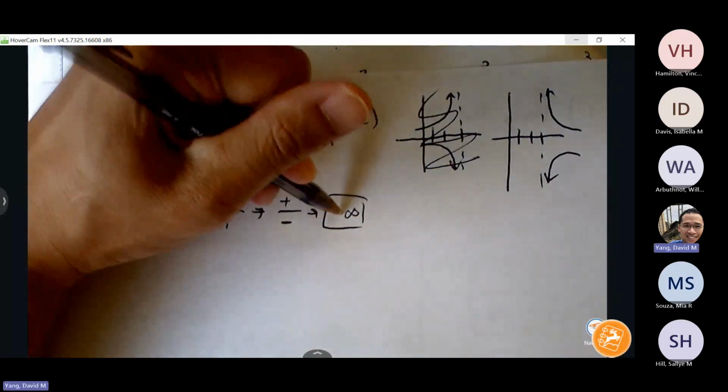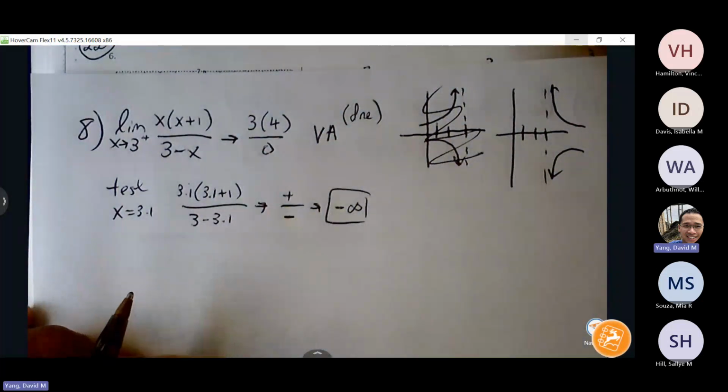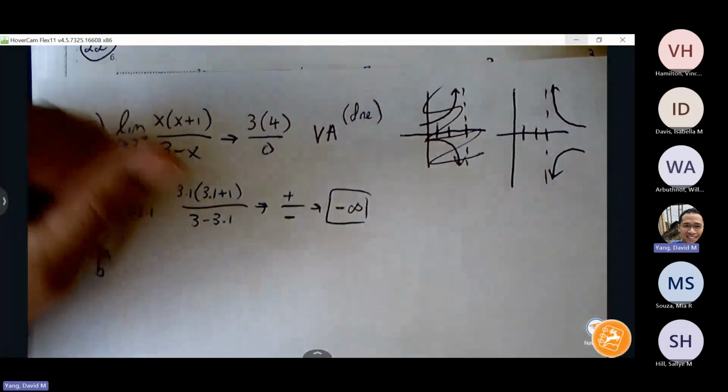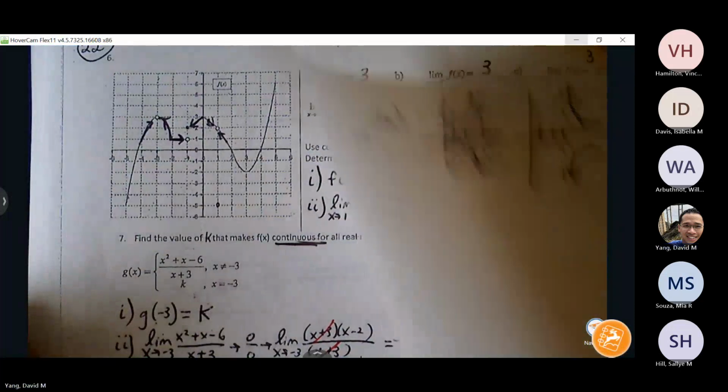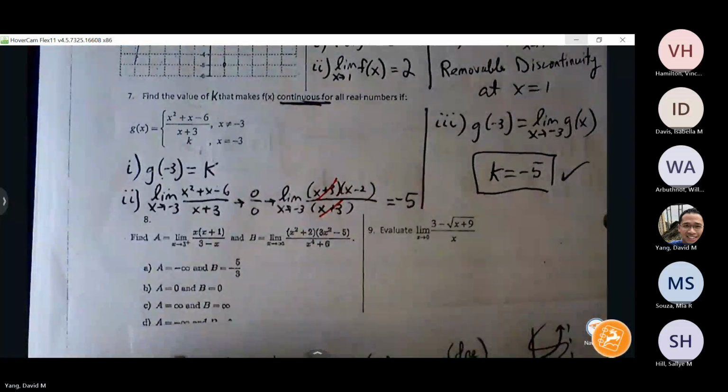You ready for this? Okay, that's the first part. The part B here: limit as x approaches infinity.